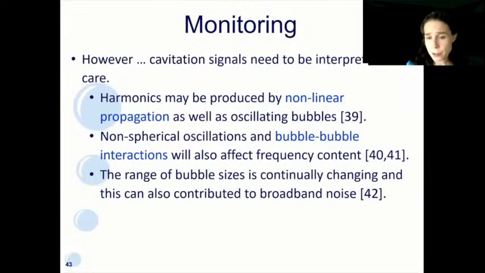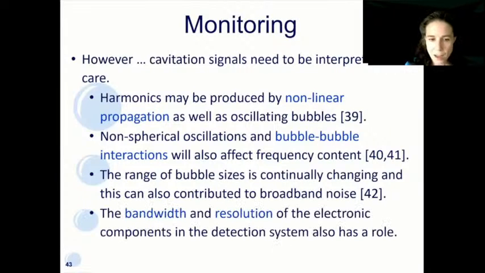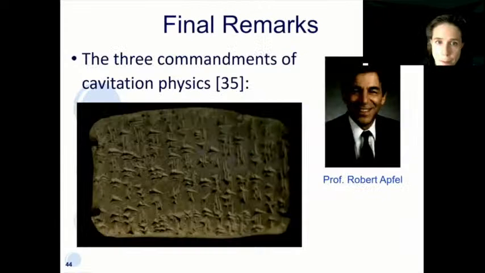And also the range of bubble sizes is continuously changing. Bubbles coalesce, bubbles collapse, they fragment, and all of that can produce a wide range of frequencies in the signal that can look just like broadband noise. So it's not a simple correlation between broadband noise and inertial cavitation, it's just a useful rule of thumb. And of course, depending on the electronics that you're using for detection, the bandwidth of the transducer, and all of the other restrictions in your electronic setup, the resolution with which you're able to interrogate the signal will also affect what you're able to measure.